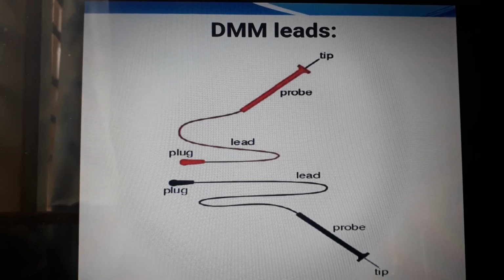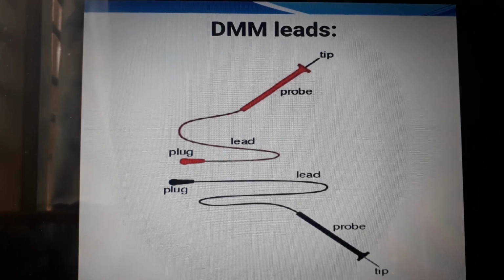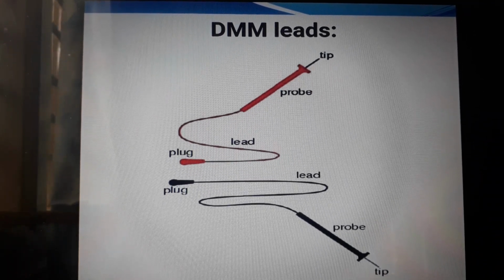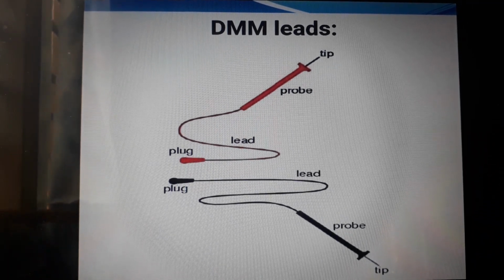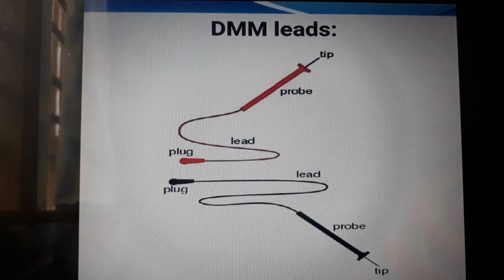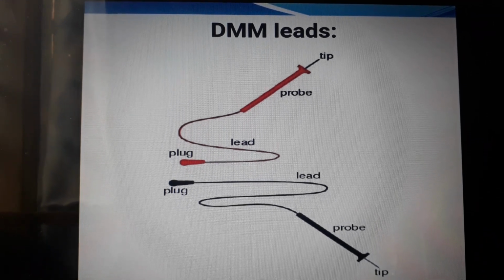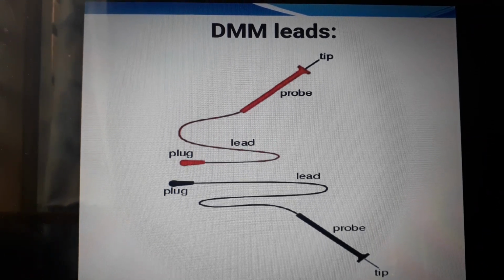Next, there will be two probes, a black probe and a red probe. These two probes will appear, and there will be a plug. That plug has to be set into the multimeter.